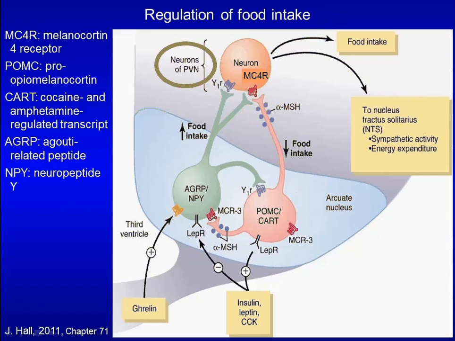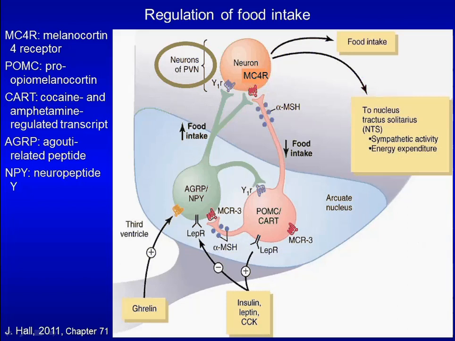Activation of the two neurons in red reduces appetite. Activation of the neuron in green increases appetite. The MC4R neuron expresses the MC4 receptor. When the MC4R neuron is stimulated, it reduces appetite. At the same time, it increases energy expenditure by increasing sympathetic activity.